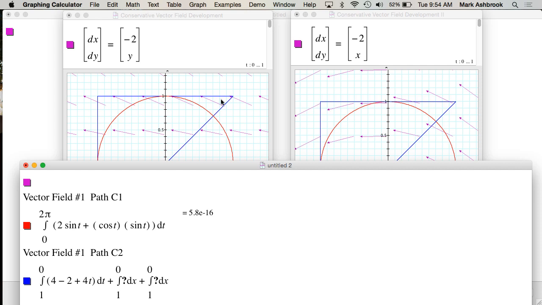Clockwise, so it'll be from 1 to 0, because we define 1 up here and 0 down here, so clockwise will mean go from 1 to 0, right? So then, negative 4 minus 2 plus 4t? Yeah.